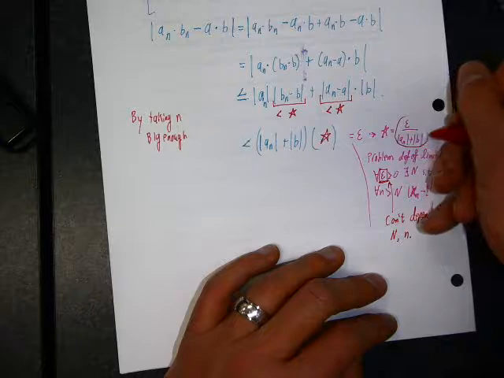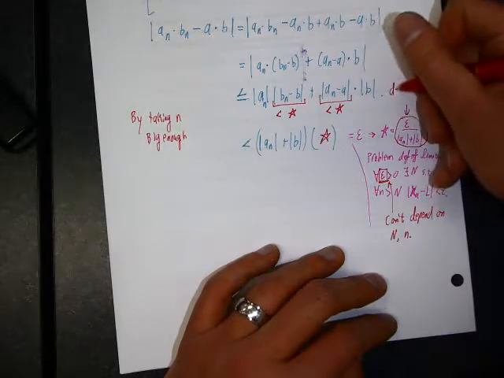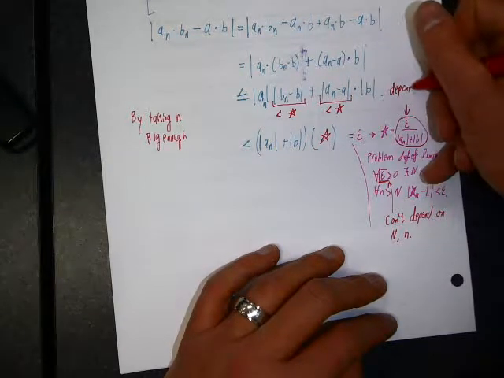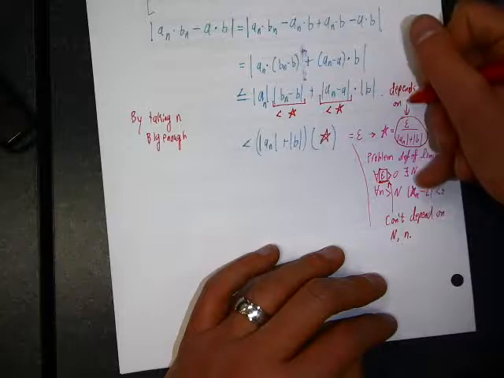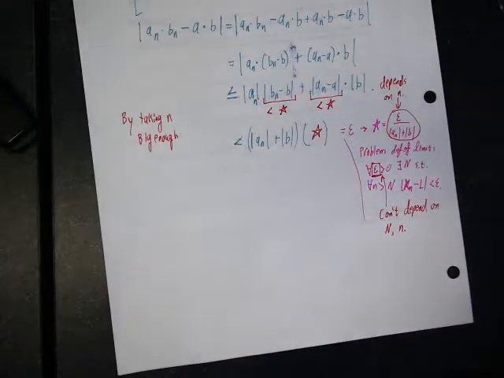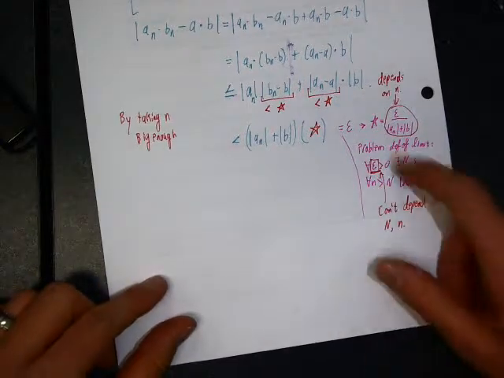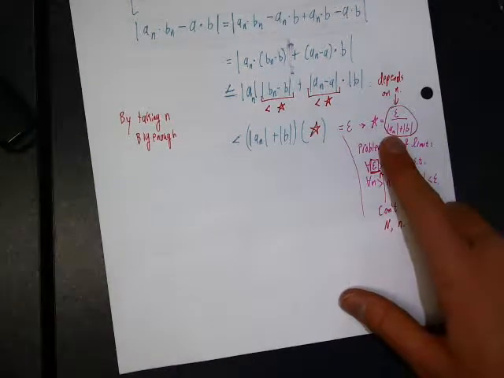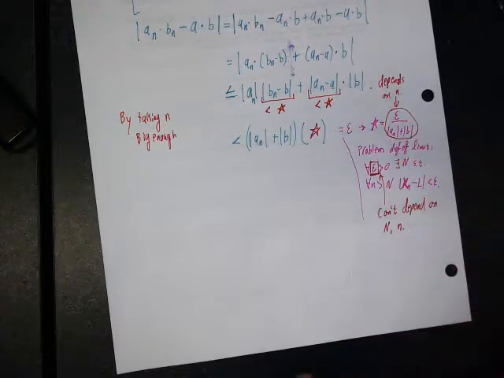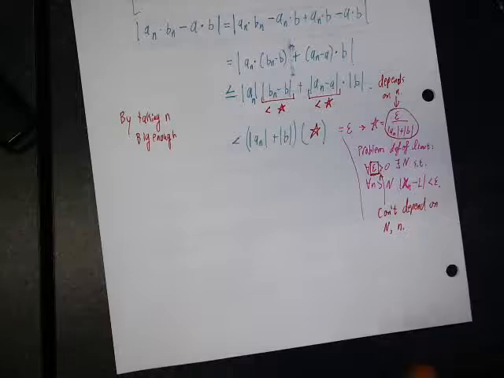But this depends on little n. So that's a problem. That's no good. But let's check it out. It depends on little n because of that a_n. But a_n converges. That a_n should get as close as we want to a.